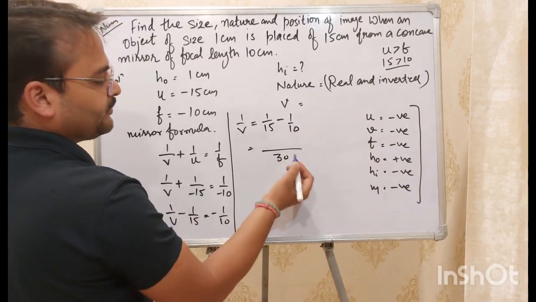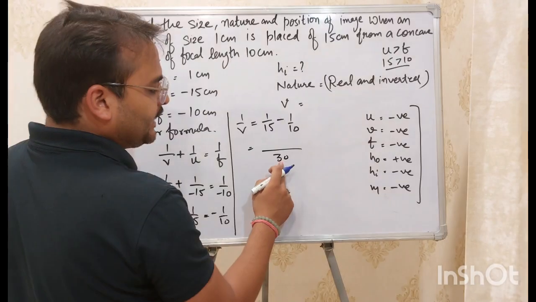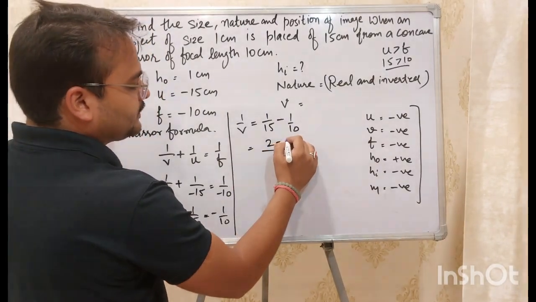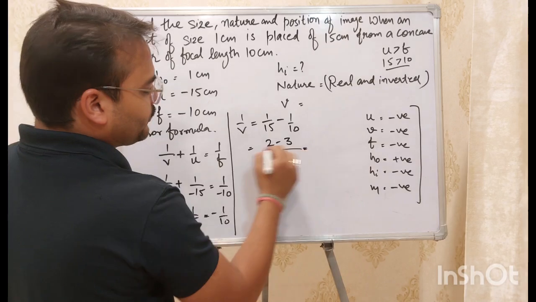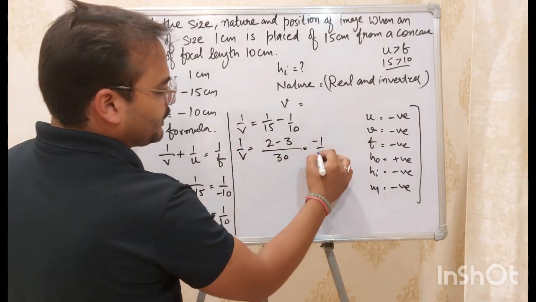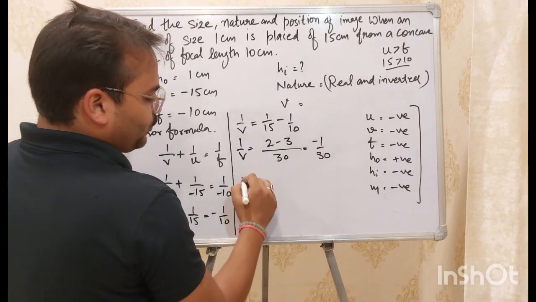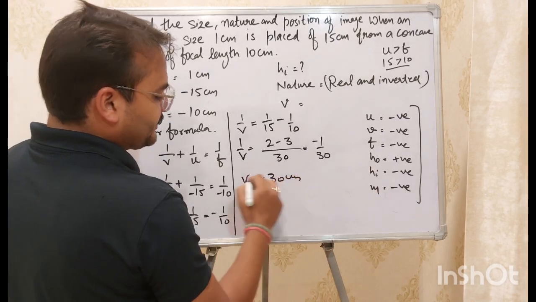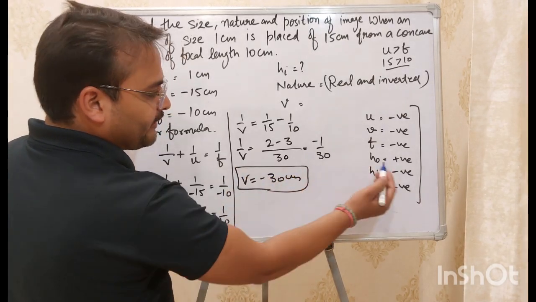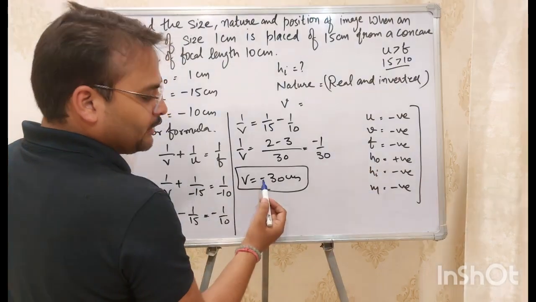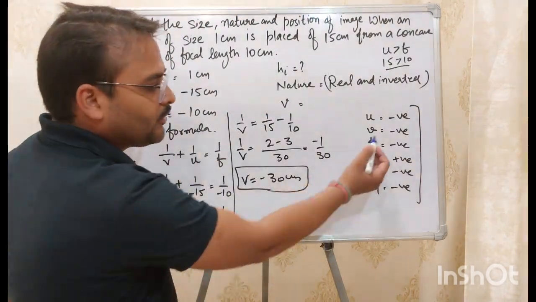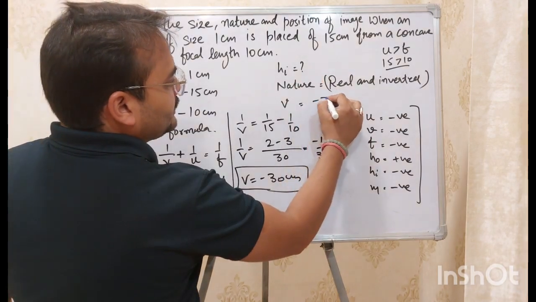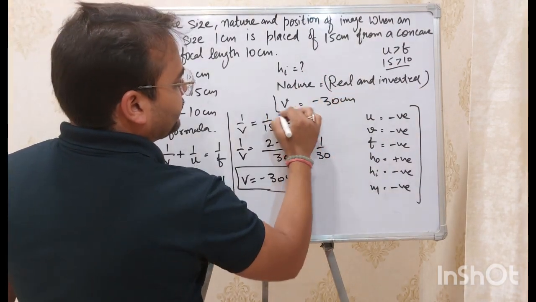You should count the table of 15: 15 ones are 15, 15 twos are 30. So 30 is also coming in the table of 10. So 30 on the lower side, upper side 2 minus 3. So what will become? Minus 1 by 30. So V value is the reciprocal of minus 1 by 30, which is minus 30 centimeter. So V negative came automatically according to the sign convention. Minus 30 is coming; according to the sign convention negative is coming. So our V value is 30 centimeter.